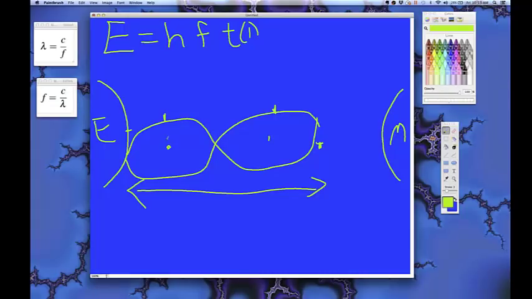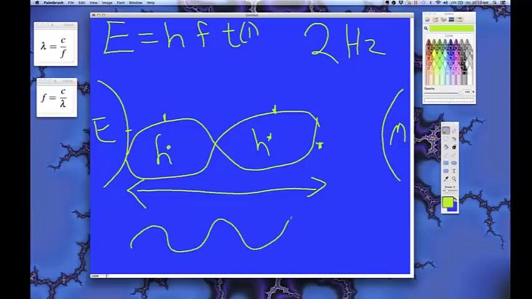So according to modified unit analysis, each of these contains H. This is a 2 hertz signal. However it looks, I would draw it like this, where I've got 2 wavelengths. I draw it like this, but they wanted to see it like this, so that's fine. I'm going to just get rid of that so it doesn't confuse anyone.